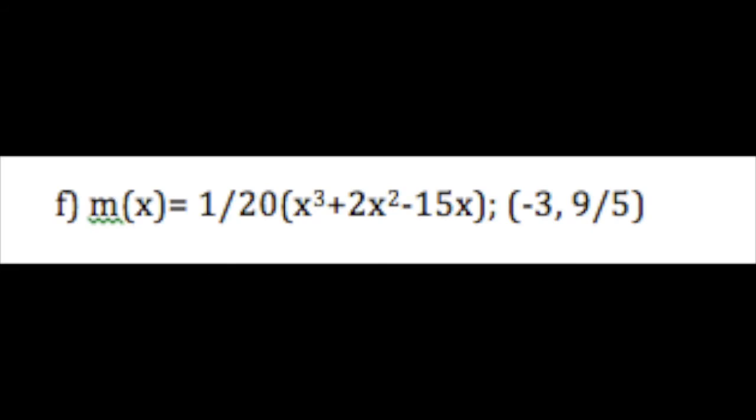In this video, I will be solving question 11F on page 117 in the Nelson Advanced Functions textbook. The question states that a maximum or a minimum is given for each of the following functions. Select a strategy and verify whether the point given is a maximum or a minimum. F. M(x) equals 1/20 x cubed plus 2x squared minus 15x. Negative 3 and 9/5 is either a maximum or a minimum.